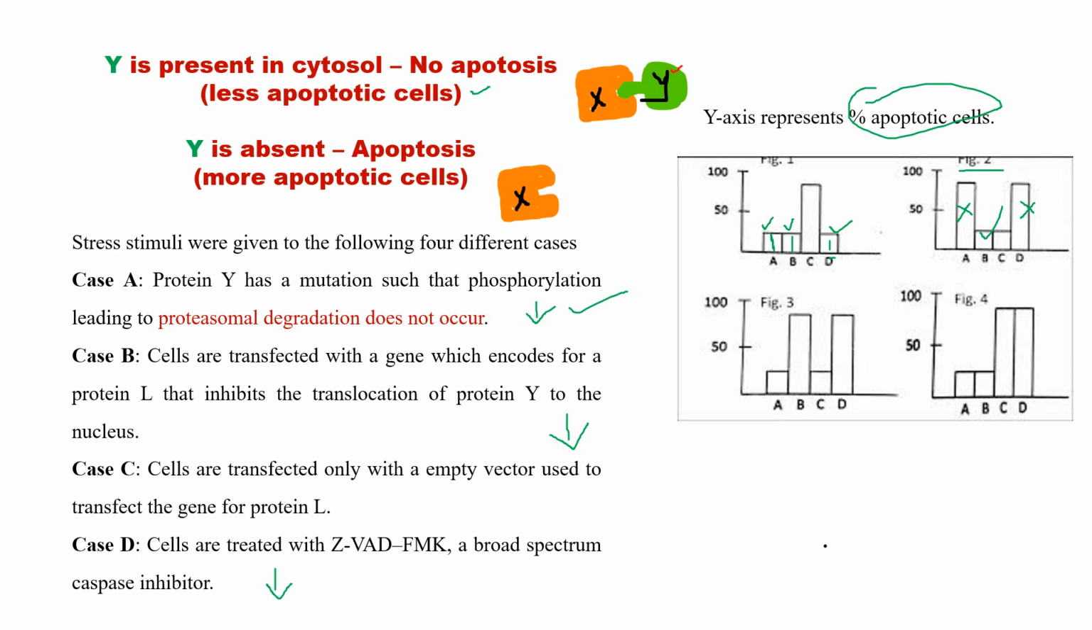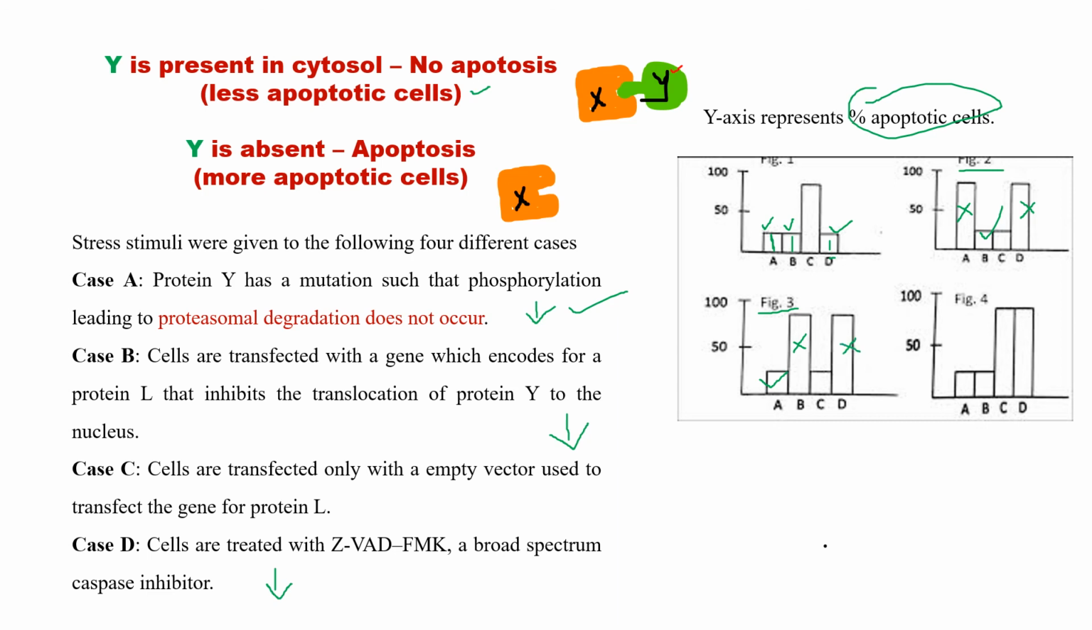Next, come to figure 3. Here case A, less apoptotic cells. This is correct. Case B, higher apoptotic cells. This is not correct. Case C, we are not sure. Case D, it should be less apoptotic cells, but here it is more apoptotic cells. So this is also not correct.